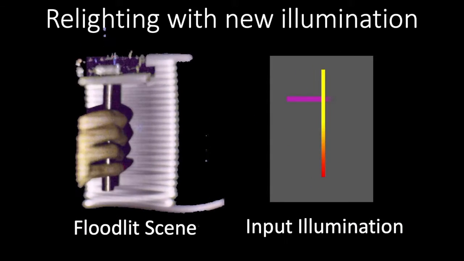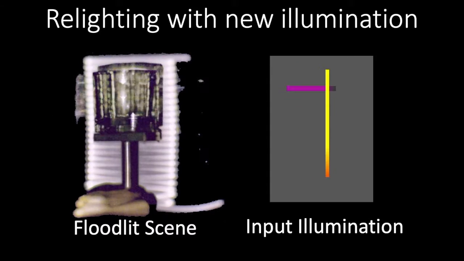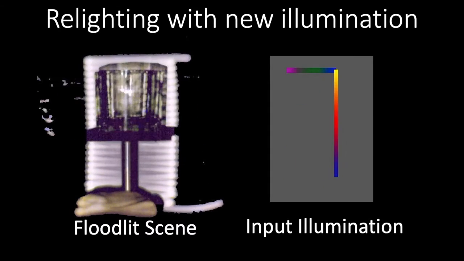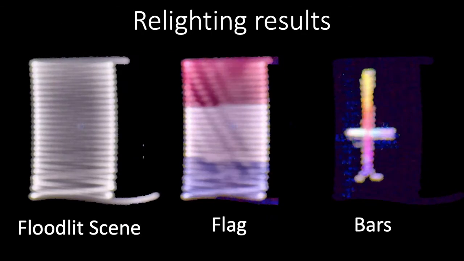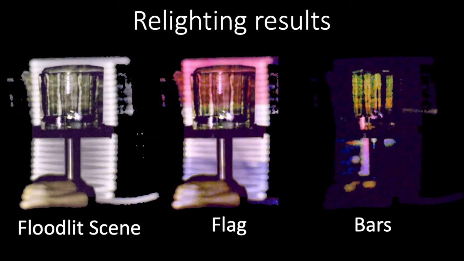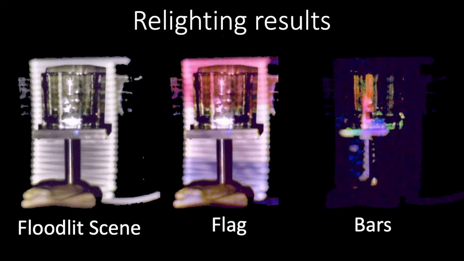Again, our system captures the light transport at each frame in this video. Capturing the light transport allows post-capture relighting to any desired illumination. Here we change the input illumination to a synthetically generated video of colorful bars. Now we show, side by side, the floodlit, flag, and bar illuminated versions of the scene. Note that all of these, including the floodlit, are digitally rendered results using the light transport captured by our system.